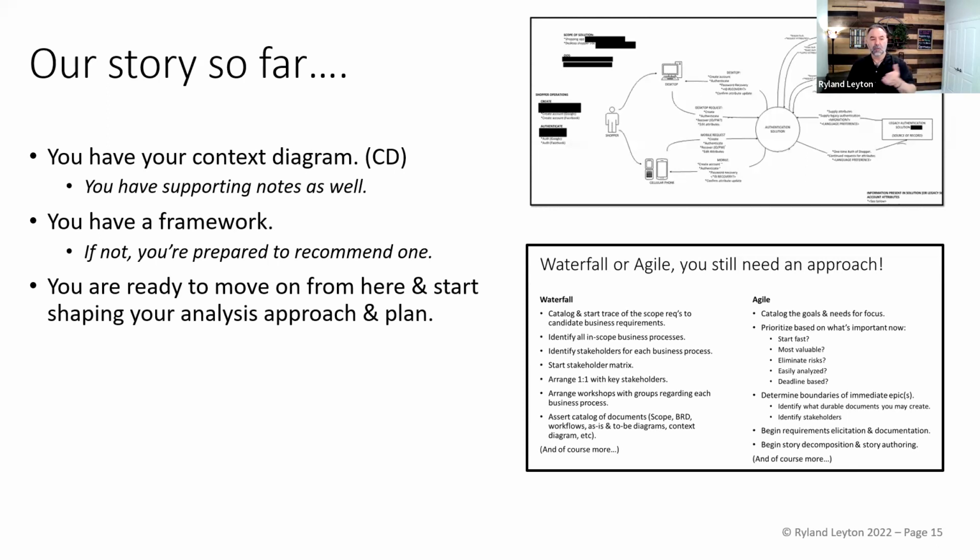You can say from your context diagram, given what we want to achieve and the constraints we're in, I would suggest we do the work the following way. Okay. And you're ready to move on and start shaping your analysis approach and your plan. So again, looking at that slide on the right, at the bottom of the right, waterfall or agile, you need an approach. I'm not going to read that to you, but the point is you still got to have an approach no matter how you work. Now let's put a little more context here, and then we're going to dive into how you do what you do.